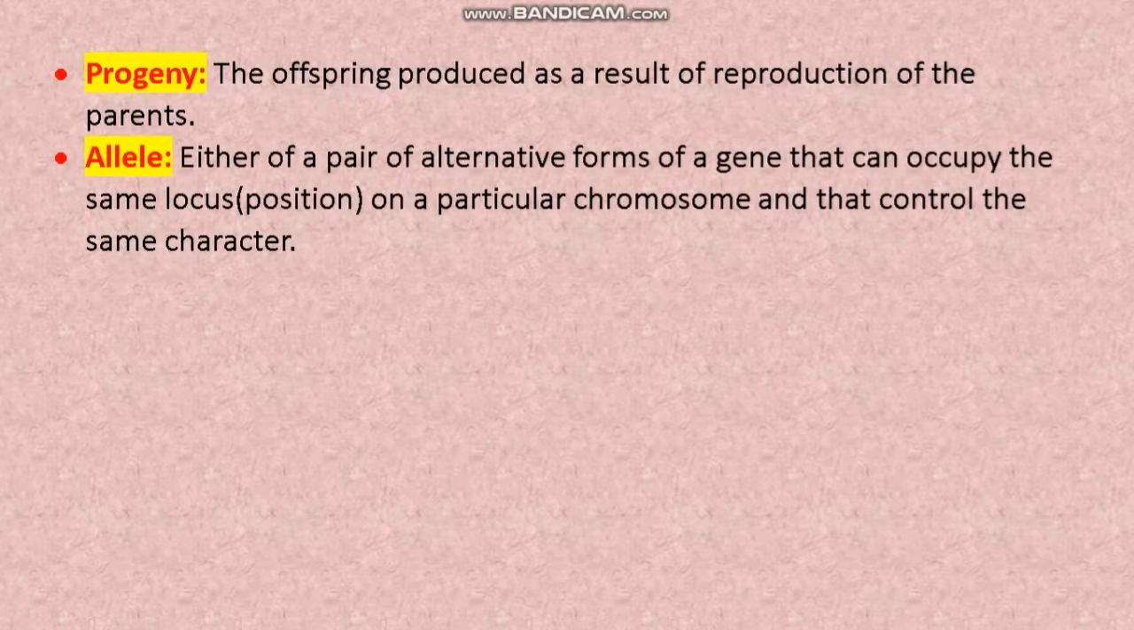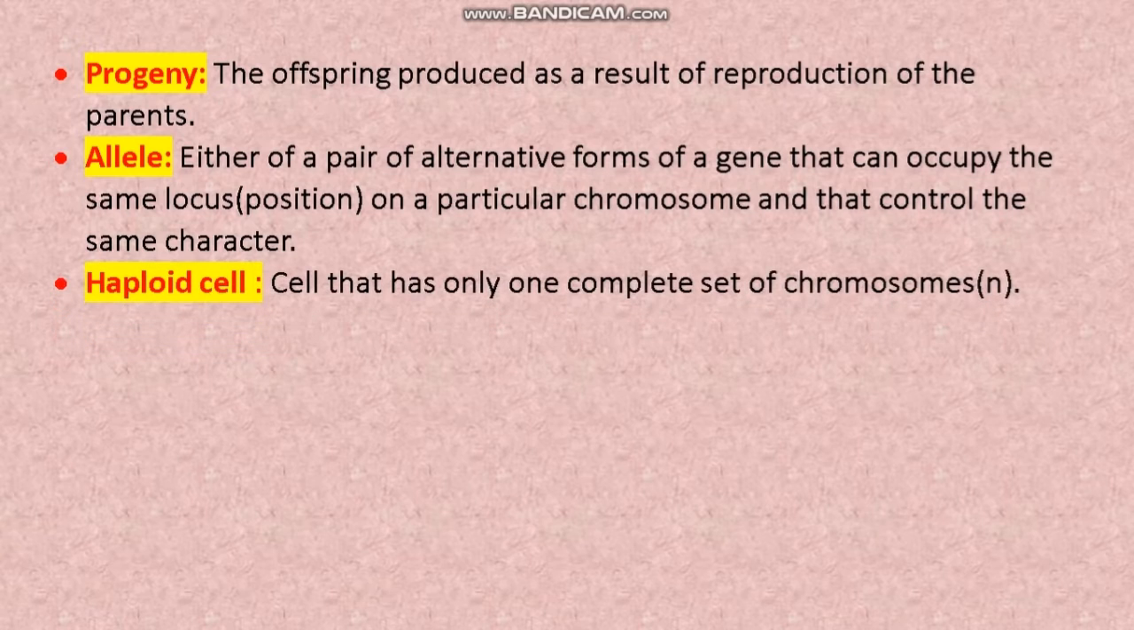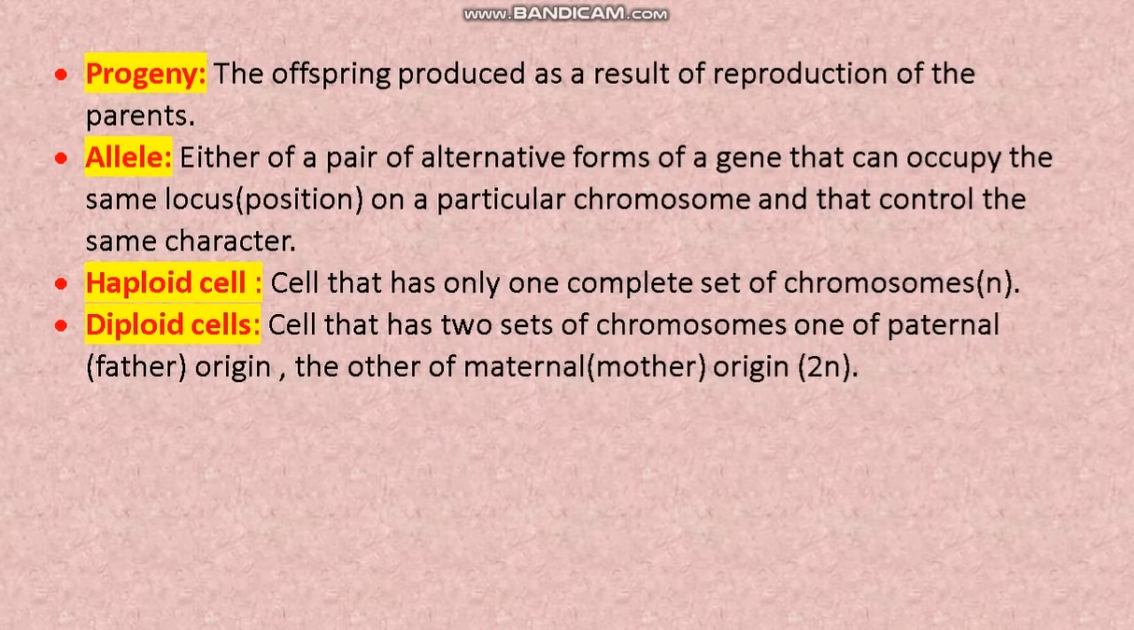Allele: either of a pair of alternative forms of a gene that can occupy the same locus on a particular chromosome and that control the same character. Haploid cell: a cell that has only one complete set of chromosomes. Diploid cells: cells that have two sets of chromosomes, one of paternal origin, the other of maternal origin.